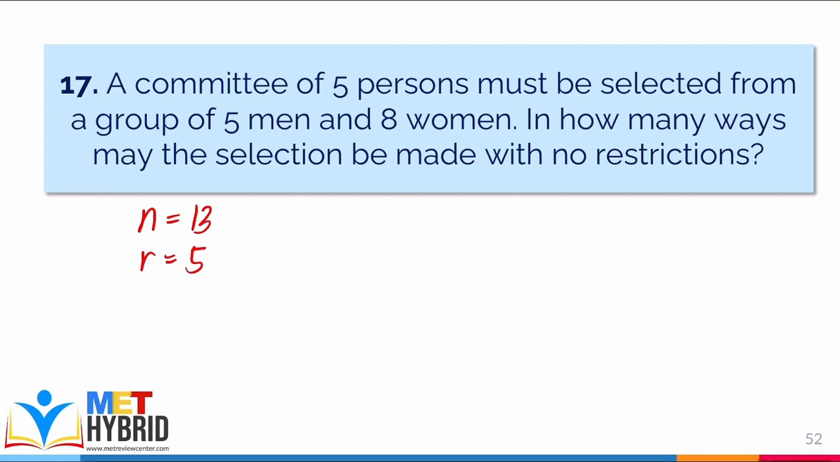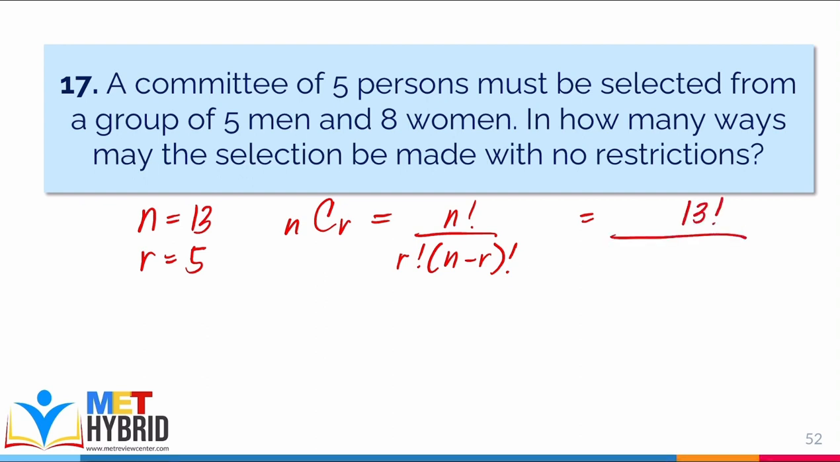The formula for combination is N combination R equals N factorial over R factorial times N minus R factorial. Substituting, we get 13 factorial over 5 factorial times 13 minus 5 factorial. Continuing, we have 13 factorial over 5 factorial times 8 factorial.